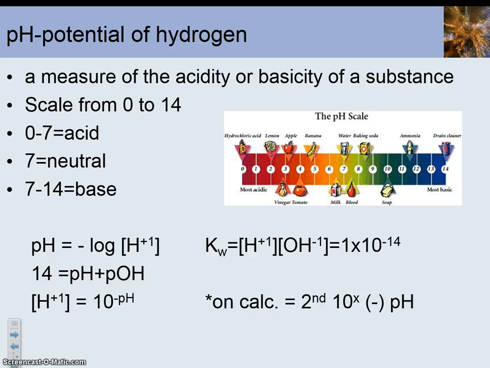So acids on our pH scale are anything in the lower end, between 7 and 0, with 7 being neutral. And this little diagram shows a bunch of things that are acidic. So hydrochloric acid, which we used in our lab, is very acidic, with a very low pH.